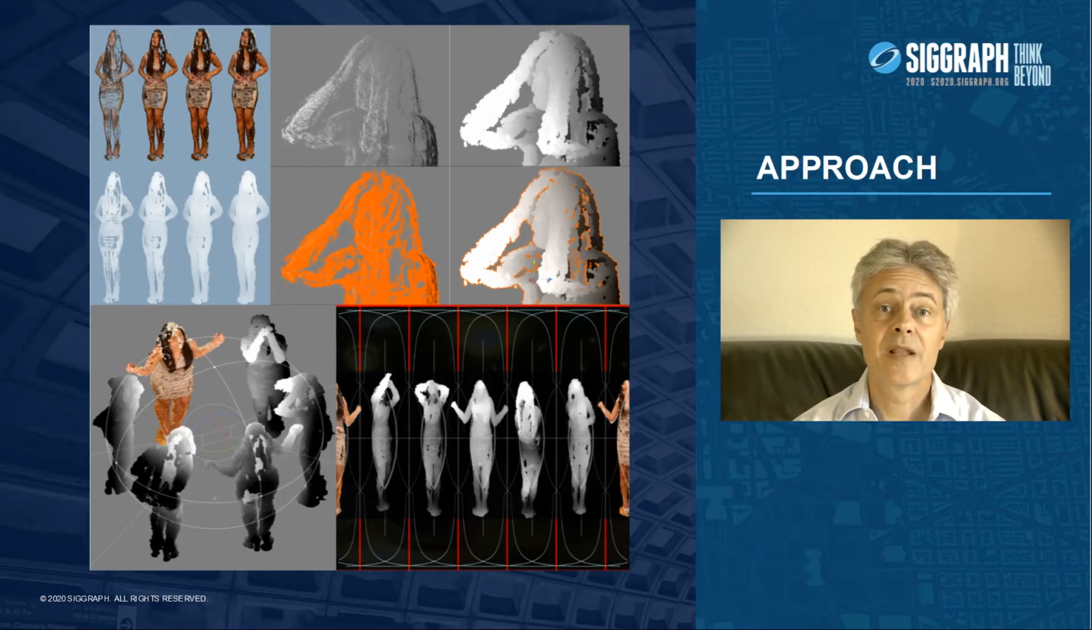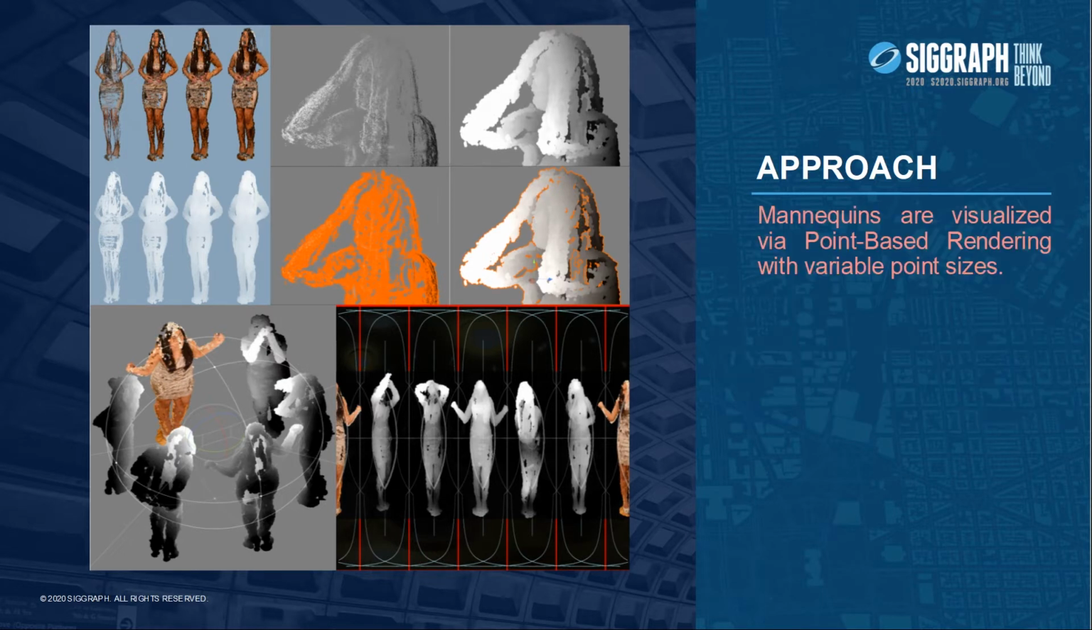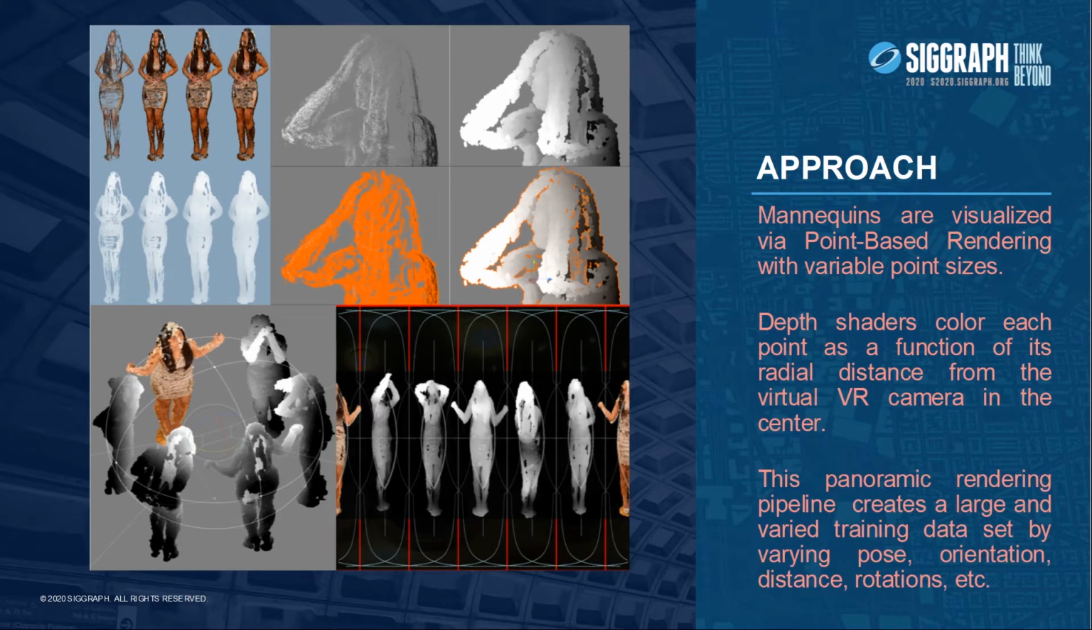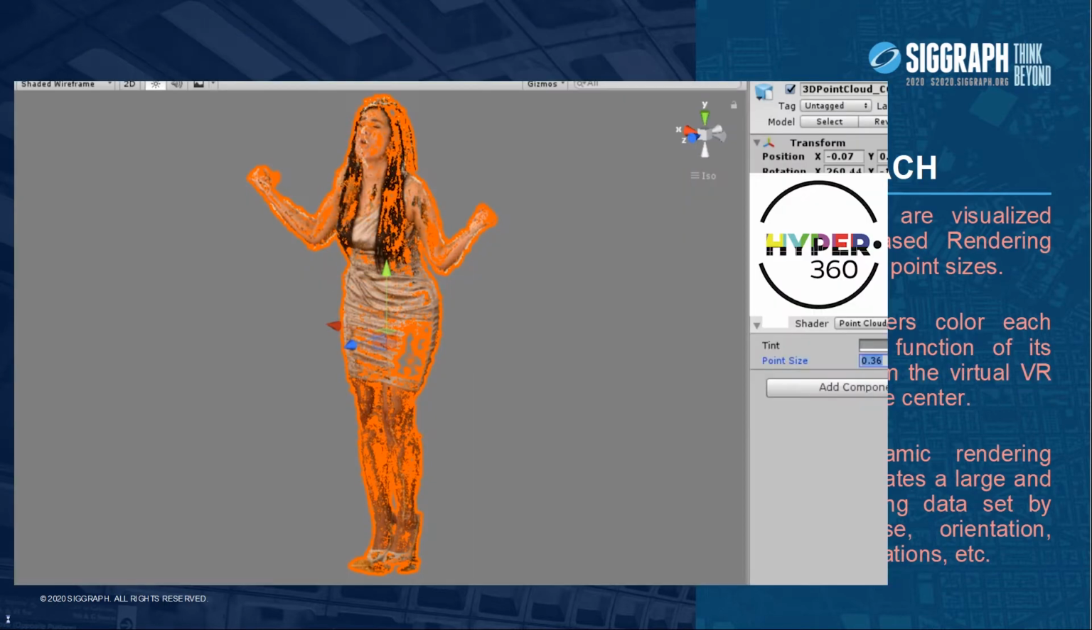To render our 3D mannequins and visualize them in 360 space in front of a virtual camera, we use point-based rendering. We use the same technique to represent depth as a function of the radial distance from the camera in the center, implemented as a pixel shader, with corresponding points shown in white, which are closer to the camera, and black, which are further out.